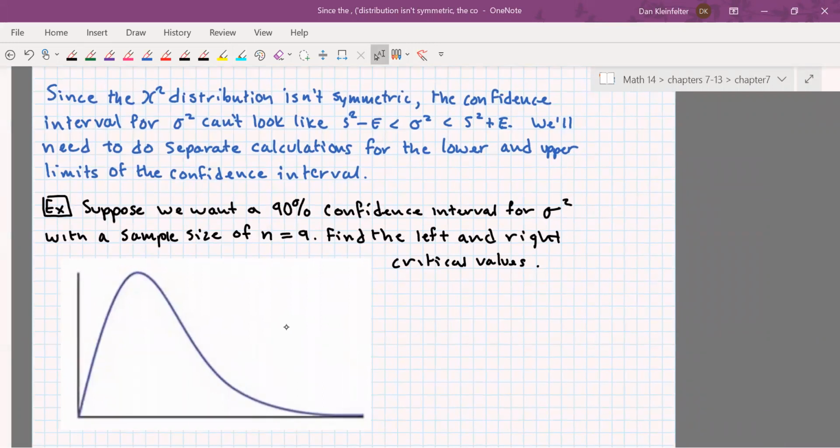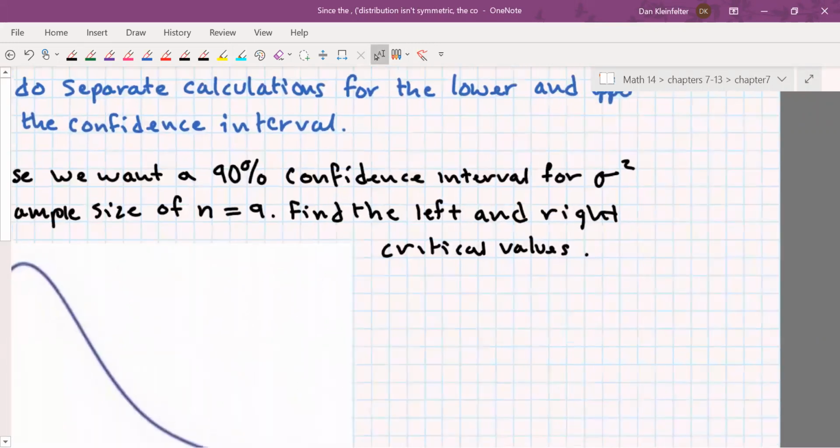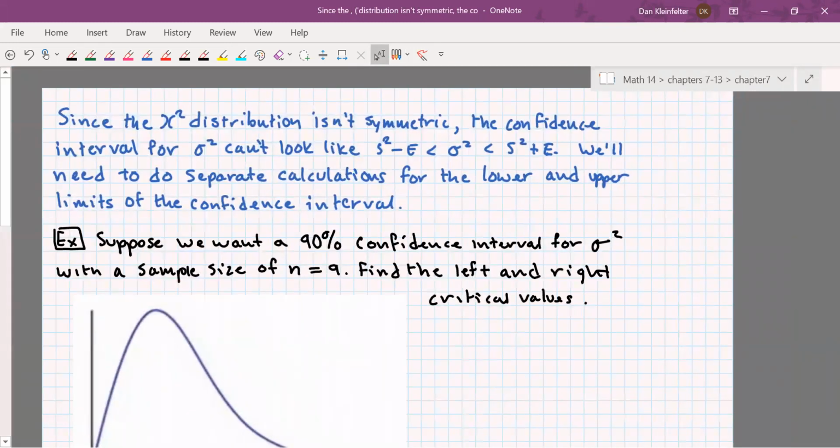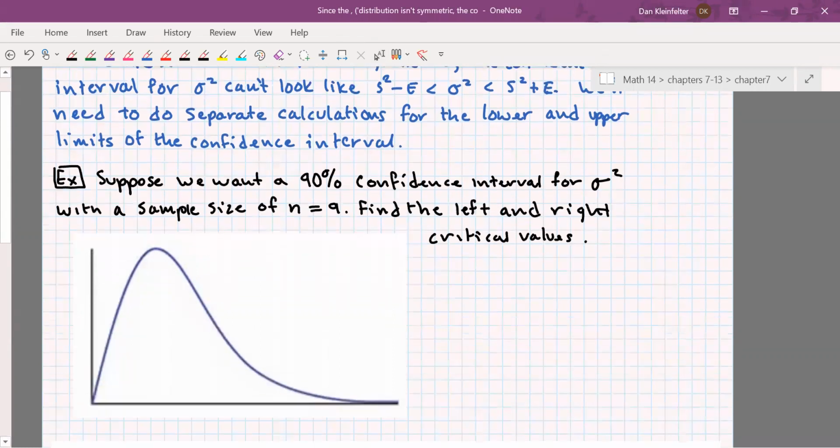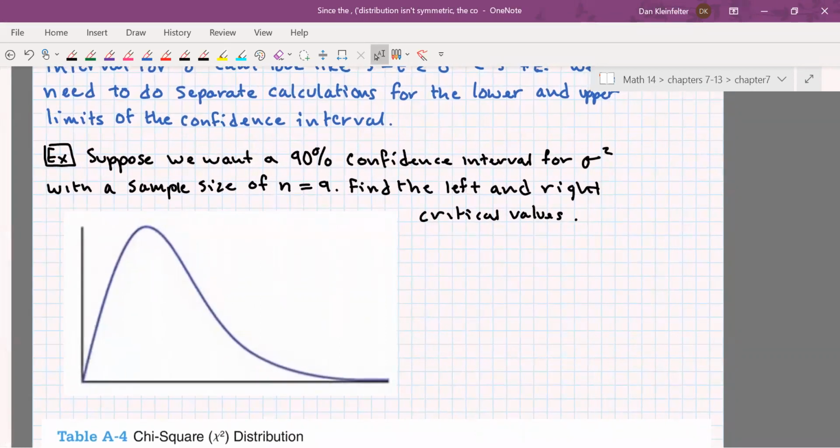So the chi-square distribution isn't symmetric, as we've mentioned. So we're not going to be able to calculate one value for E and then just add and subtract it from S squared. We'll need to do separate calculations for the upper and lower limits of the confidence interval. So let's try. Suppose that we want a 90% confidence interval for sigma squared with a sample size of n equal to 9. We're to find the left and right critical values. We're not going to get the whole confidence interval at this point. We just want to focus on being able to find critical values.